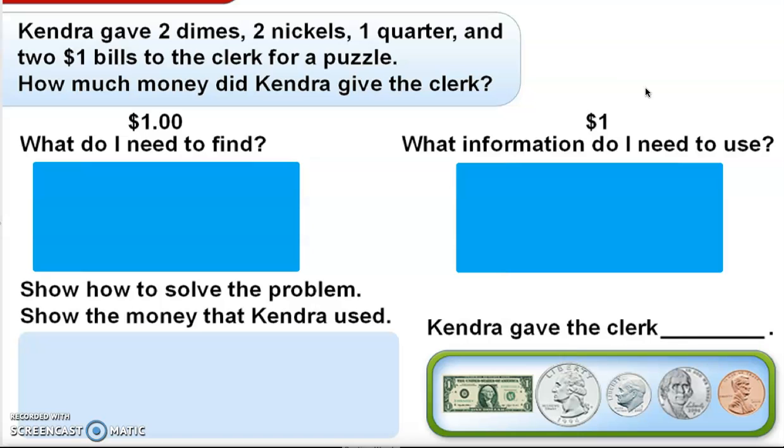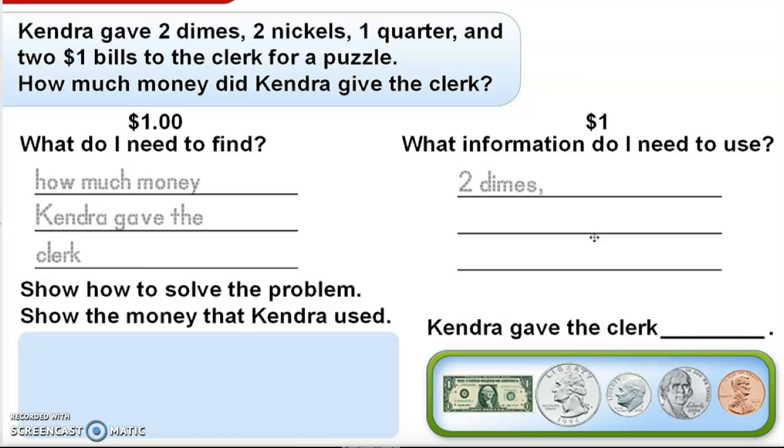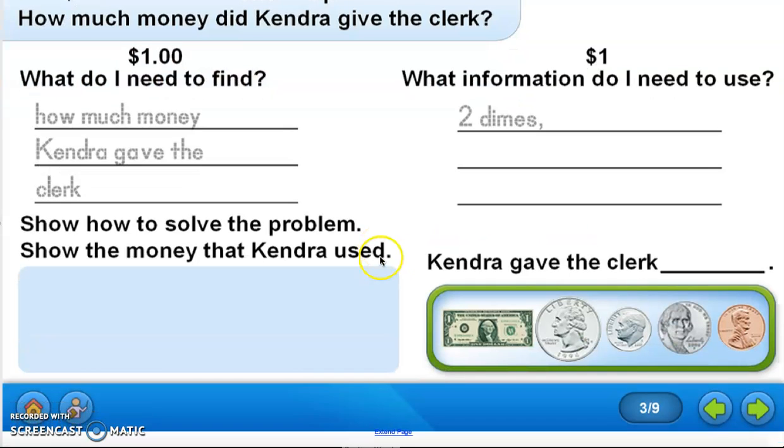So it's saying, what do I need to find? We need to find how much money Kendra gave the clerk, right? That's what we're trying to solve. She gave her all these coins, all these dollar bills, and we're trying to figure out just how much money she's paying for the puzzle, okay? And then it says, what information do I need to use? Okay, so we need to use the fact that she has 2 dimes. We need to use the fact that she has 2 nickels, 1 quarter, and 2 $1 bills. Okay, so now let's show how to solve the problem and show the money that Kendra used.